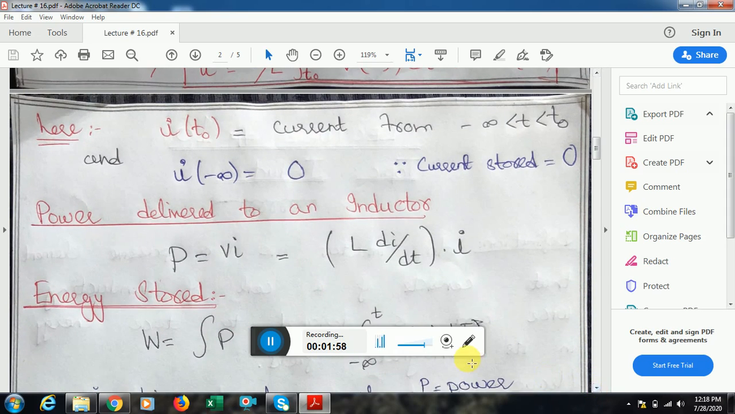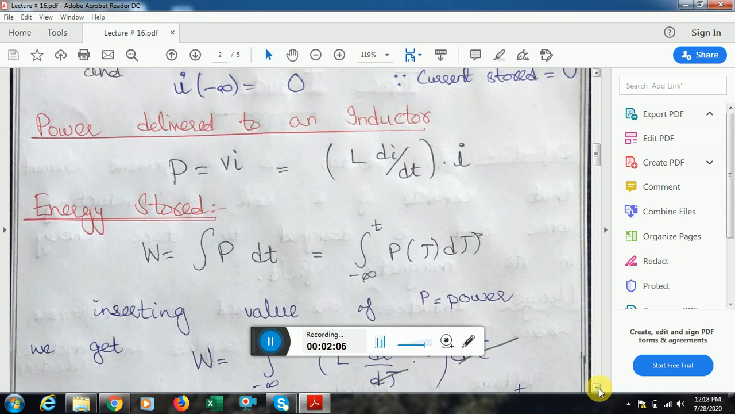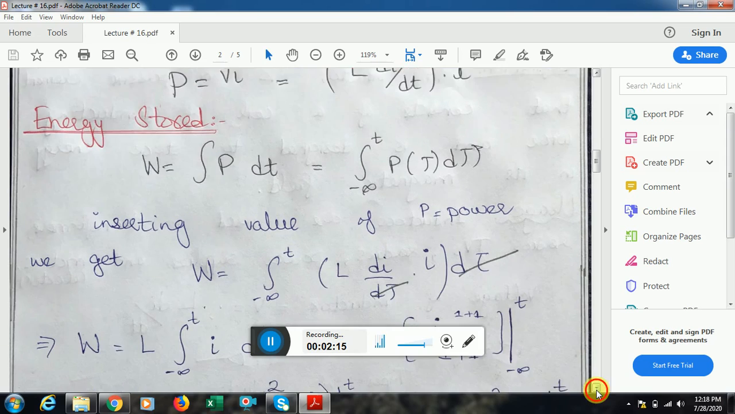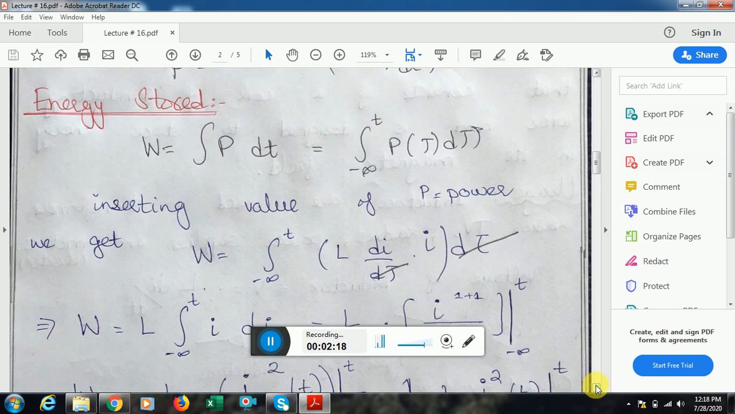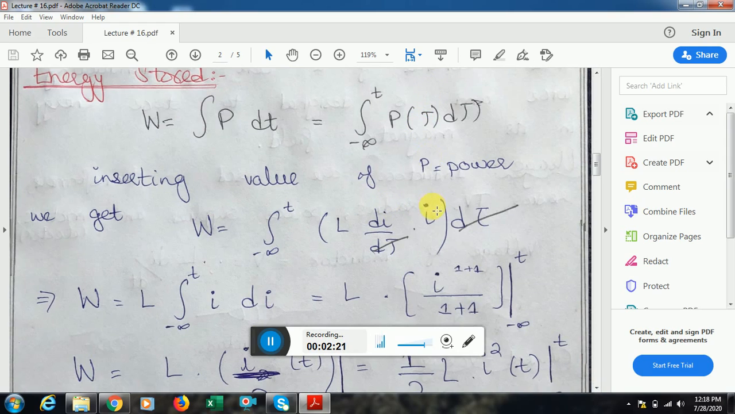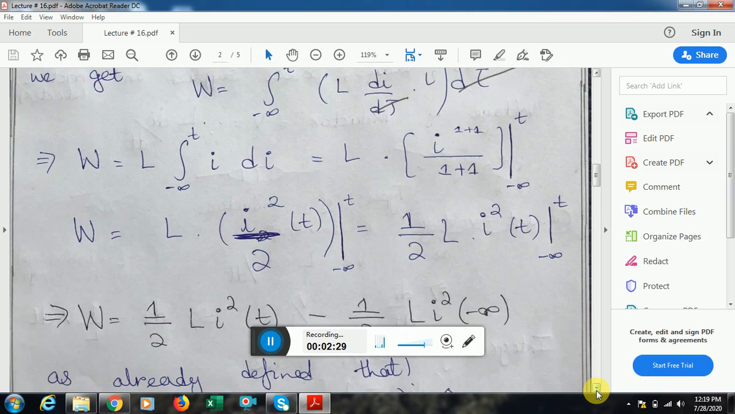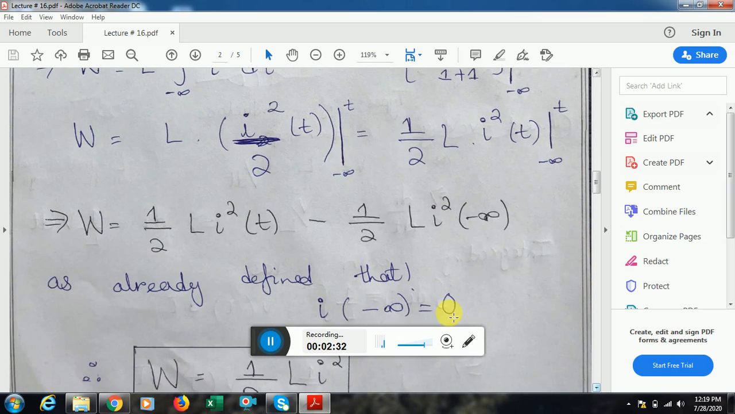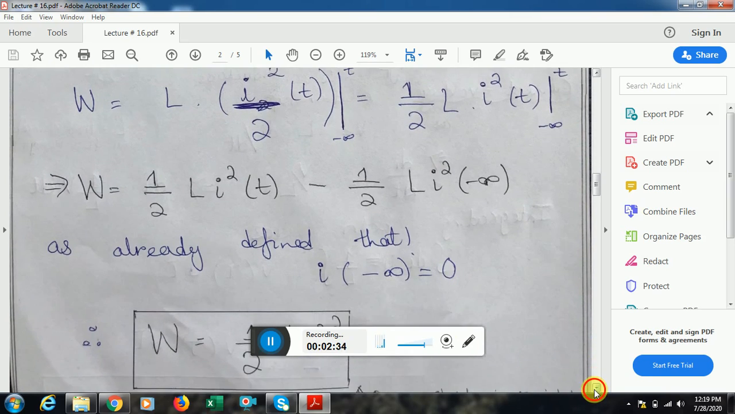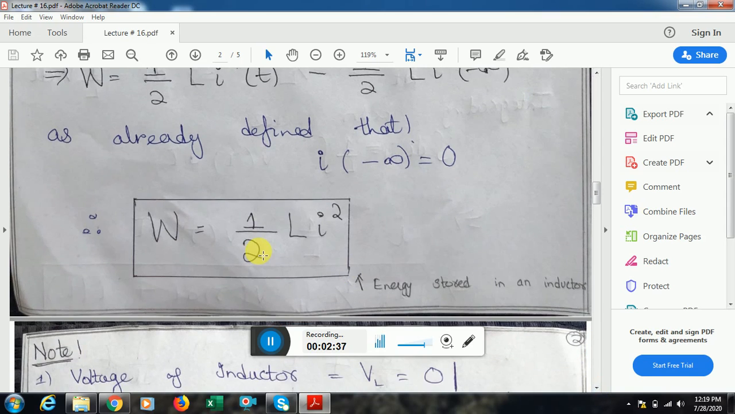Power delivered to an inductor is p equal to vi, which by putting the value of v is L di by dt into i. To find the energy stored in the inductor, we integrate the power with the same limits. Simply inserting the values, d tau by d tau cancels out, and inserting the limits of integration, we get w equal to half L i squared. As already defined, i at minus infinity is 0, so this is how our equation sums up.